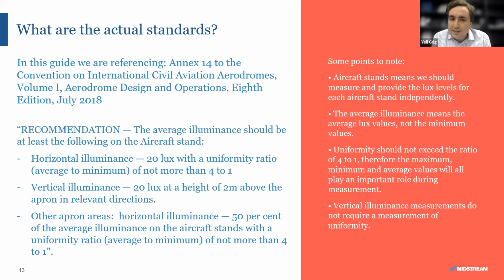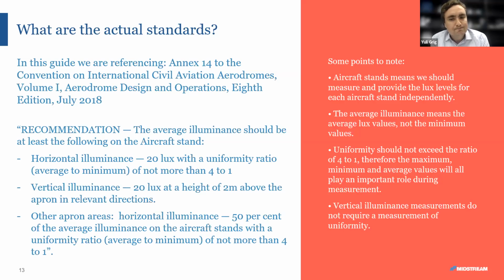Vertical illuminance, just as important. And I also know there are airports that we have talked to that don't measure vertical illuminance, but it is important. And you can fail vertical illuminance even if you pass on the horizontal, okay? So the vertical illuminance must be 20 lux, measured at a height of 2 meters above the apron in relevant directions. Yeah, very ambiguous, and we do talk about that later. And then another important point is that the other apron areas should cover horizontal illuminance, which is 50% of the average of the aircraft stands, and also meeting uniformity requirement.